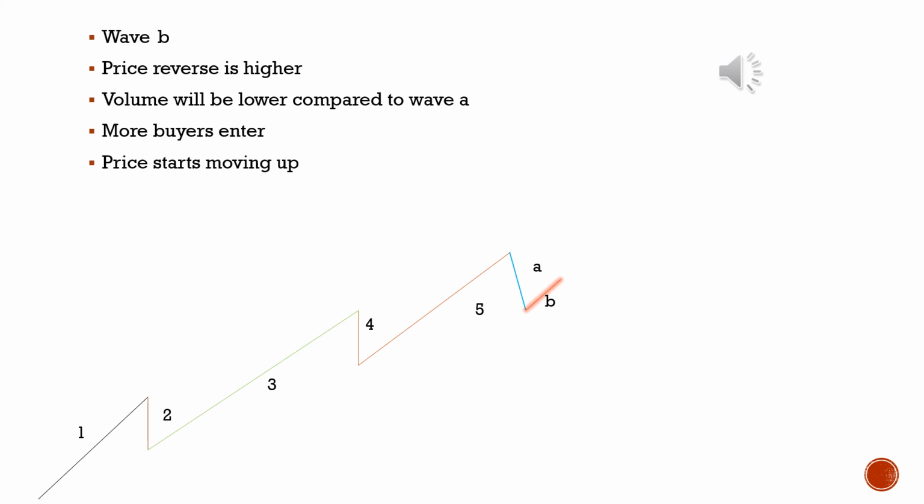Wave B is the second corrective wave. Once the market starts falling down in wave A, it slowly starts picking up, or you can say starts moving up. The volume will be lower over here compared to wave A, and more buyers enter, thinking that the market will pick up again.